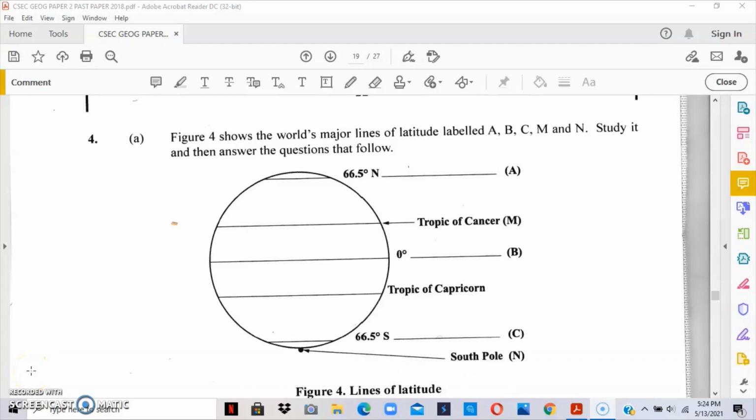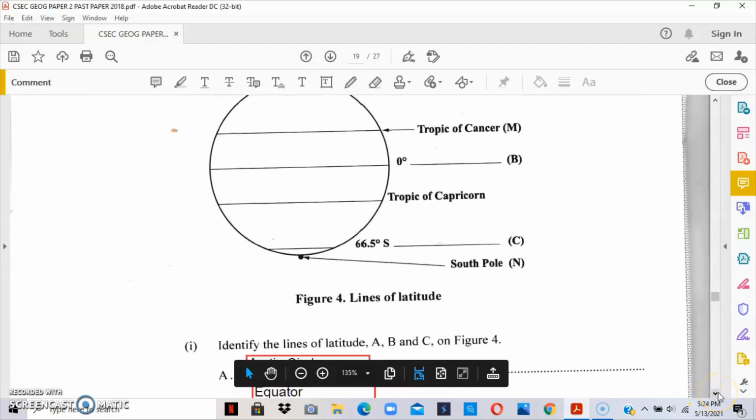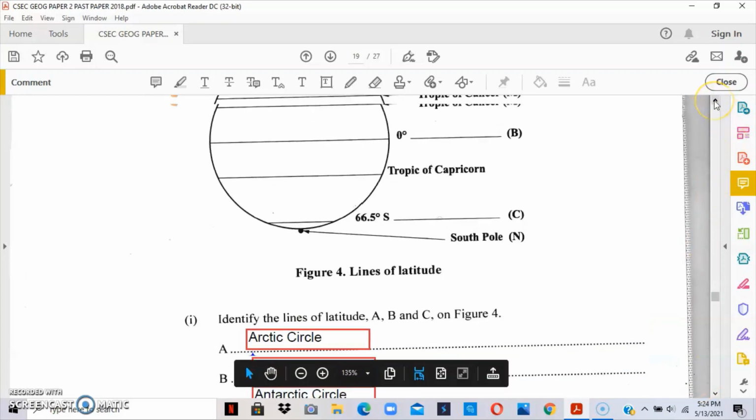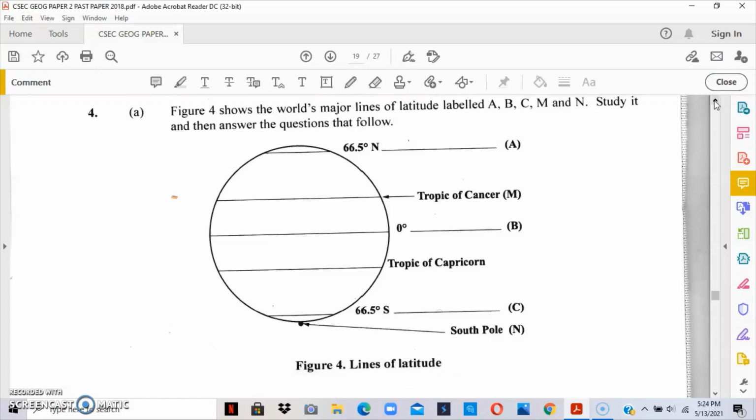Question 4 shows the world's major lines of latitude labeled A, B, C, M, and N. We are to study and then answer the questions that follow. The first question asks us to identify the lines of latitude labeled A, B, and C. The line of latitude labeled A is the Arctic Circle. The line labeled B is the equator. And the line labeled C is the Antarctic Circle.